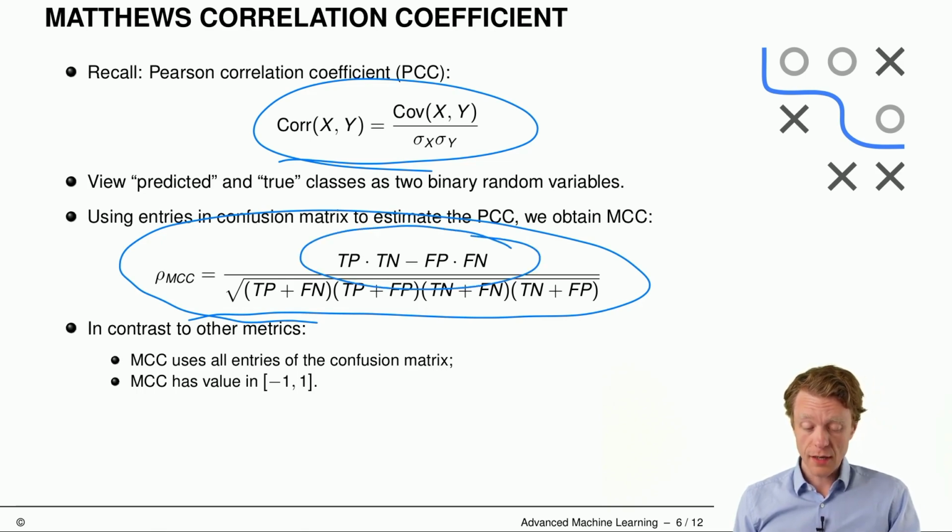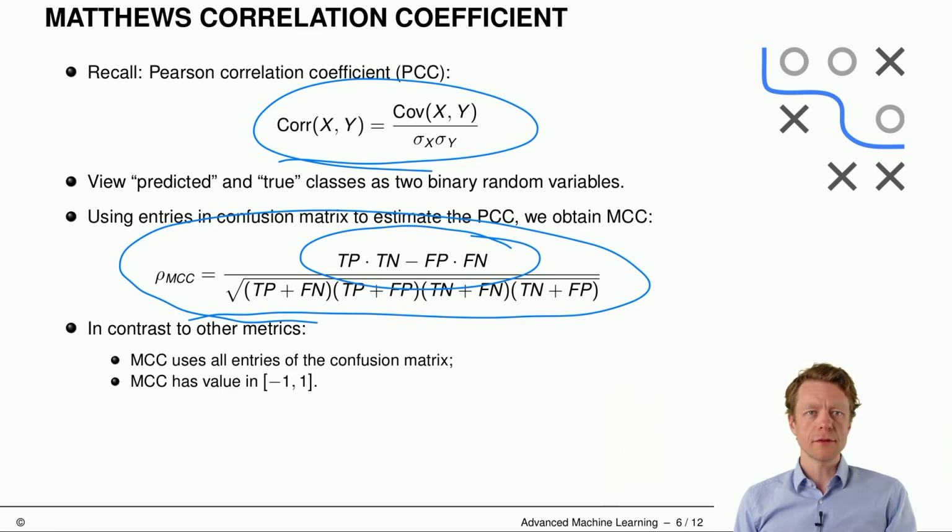So Tp times Tn minus Fp times Fn. This means that the Matthews correlation coefficient is high if we have a lot of true positives and a lot of true negatives, and not so high if the false positives and the false negatives are high in numbers. So we look at all the entries of the confusion matrix, Tp, Tn, Fp, and Fn. This considers everything, not like the F1 score, which did not consider the true negative number.